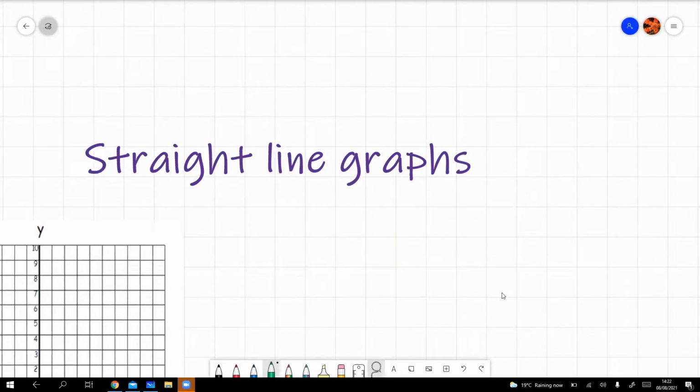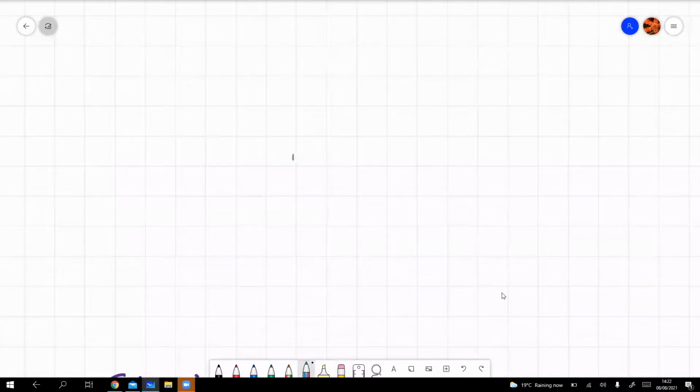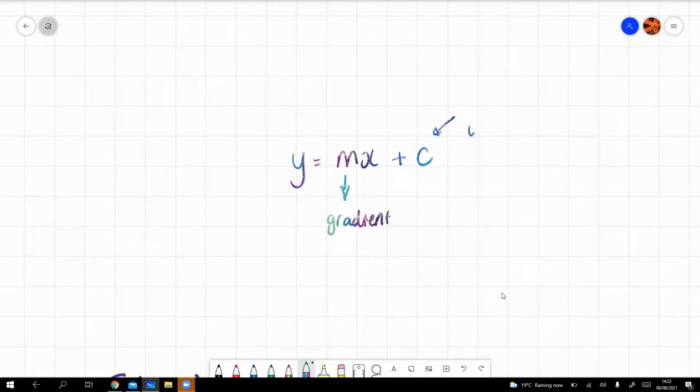Straight line graphs. In today's lesson, we will be looking at how to plot straight line graphs. Straight line graphs are normally in the form y equals mx plus c, where m stands for the gradient and c stands for the y-intercept. And by that, I mean where it crosses the y-axis.